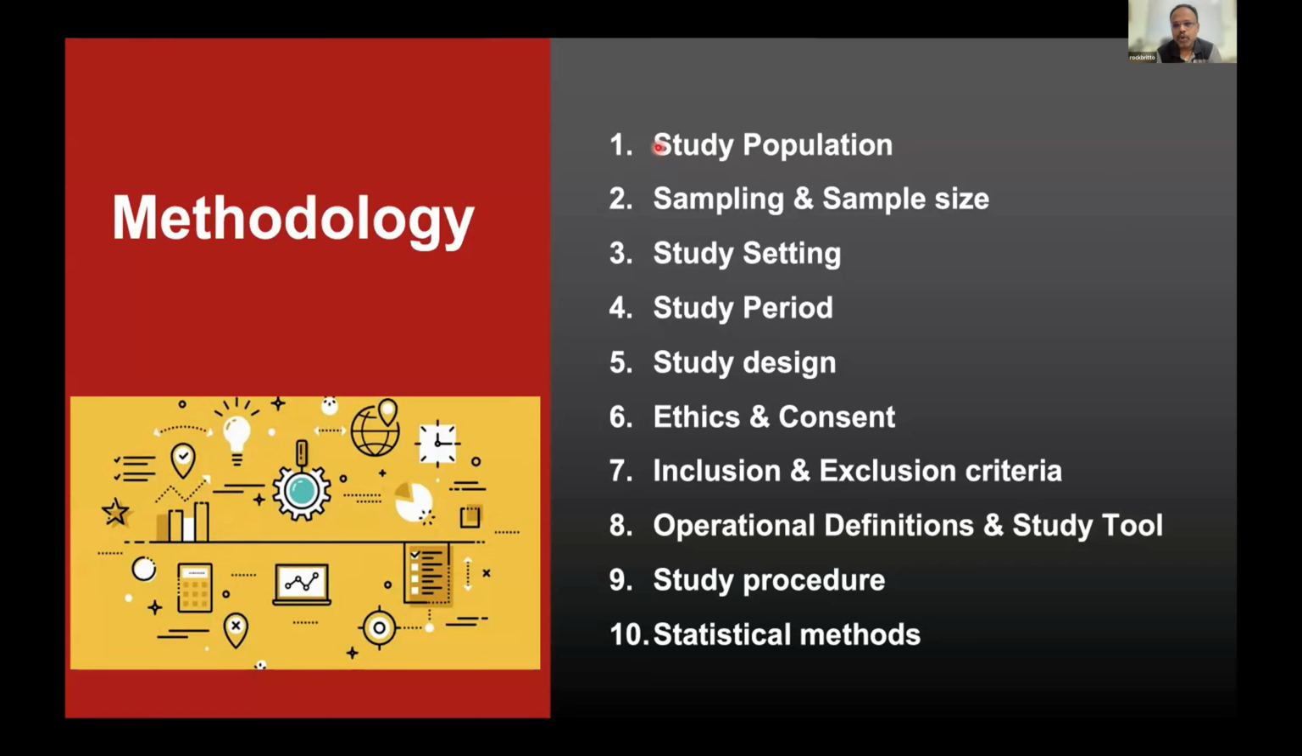When you write a proposal only, it is almost done. You don't have to redo it when you write your thesis, if you understand and make the correct answer for this 10-point checklist.